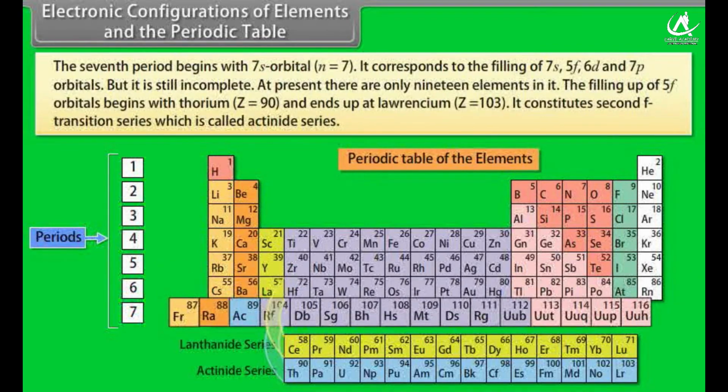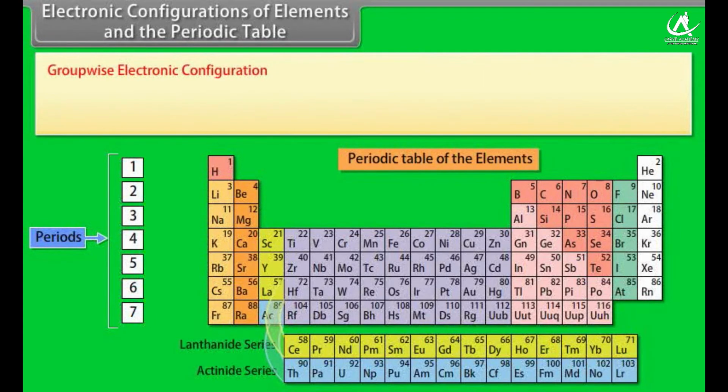The seventh period begins with 7s orbital, that is, n is equal to 7. It corresponds to the filling of 7s, 5f, 6d, and 7p orbitals, but it is still incomplete. At present, there are only 19 elements in it. The filling up of 5f orbitals begins with thorium, atomic number 90, and ends at lawrencium, atomic number 103. It constitutes the second f transition series, which is called the actinide series.